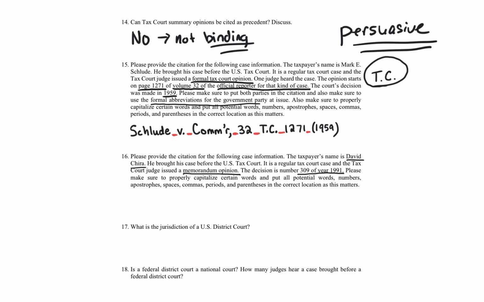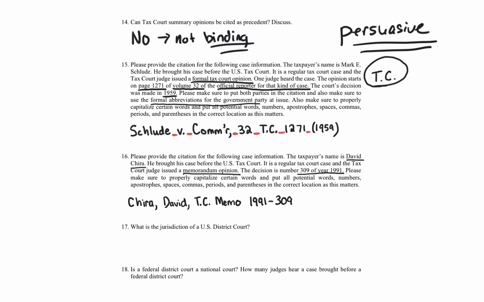Now, this is a little different. We do the last name, so C-H-R-I-A, comma, space, David, comma. Then we do another space, T period, C period, space, memo, space, and this is where we do the year, so space, year 1991, and it's the decision number. The decision number is 309, and that's it.